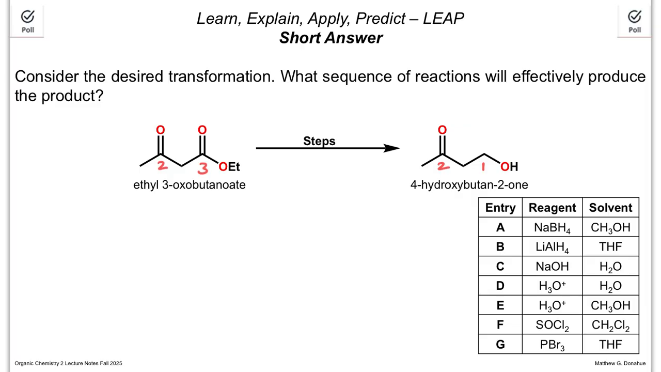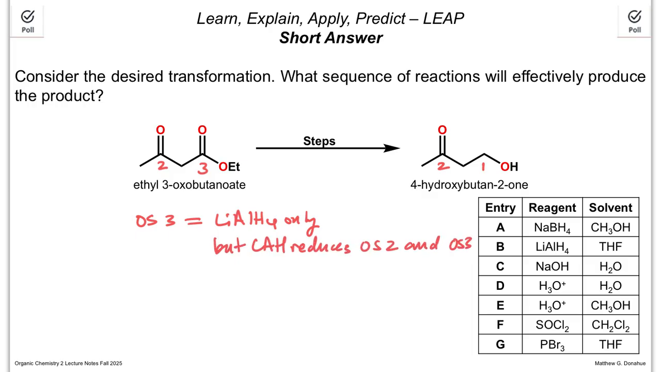So the issue is we want to reduce the ester, the oxidation state 3. So we have to use lithium aluminum hydride because that's the only thing that will reduce it. But lithium aluminum hydride reduces oxidation states 2 and 3. So because the ketone is conserved, that means we have to make it inert first. We've got to take it out of play. Then we can do our reduction, and then we can unmask it.